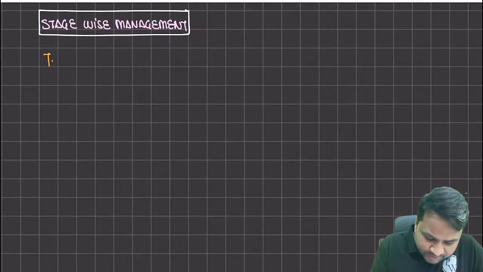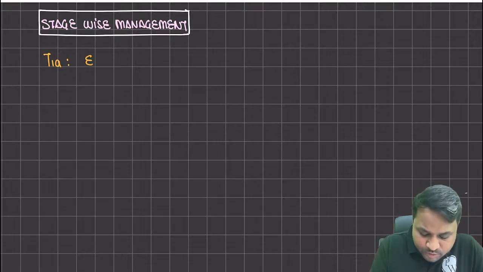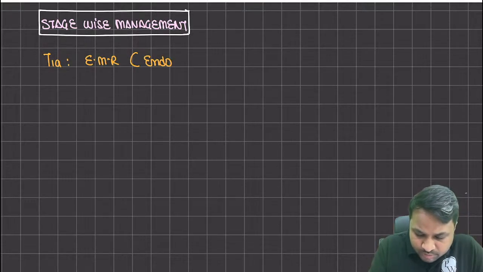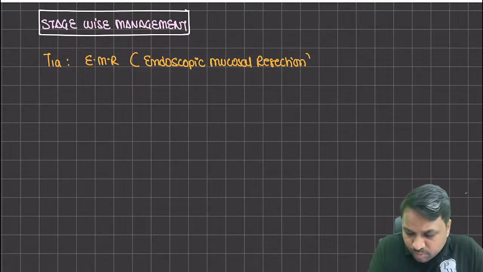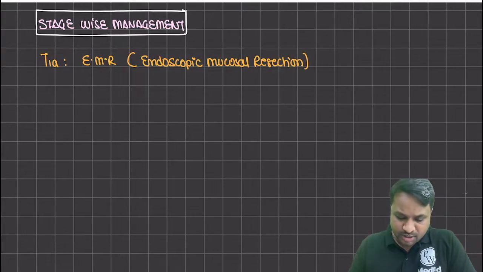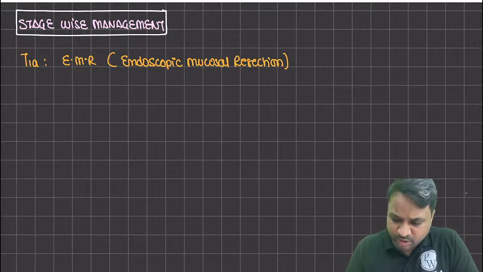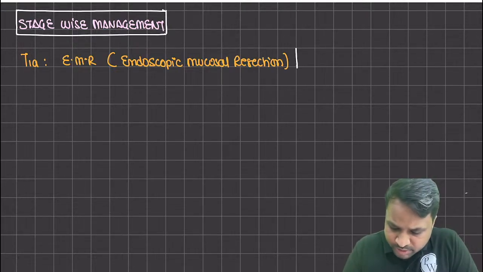We had a T1A disease. For a T1A disease, I would do something called EMR, that is your endoscopic mucosal resection. Now, again, it's a beautiful concept to understand how you do an endoscopic mucosal resection.